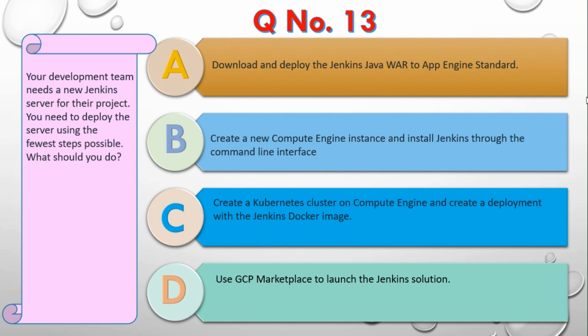Your development team needs a new Jenkins server for their project. You need to deploy the server using the fewest steps possible. What should you do? A. Download and deploy the Jenkins Java WAR to App Engine standard. B. Create a new Compute Engine instance and install Jenkins through the command line interface. C. Create a Kubernetes cluster on Compute Engine and create a deployment with the Jenkins Docker image. D. Use GCP Marketplace to launch the Jenkins solution. D is the correct answer.